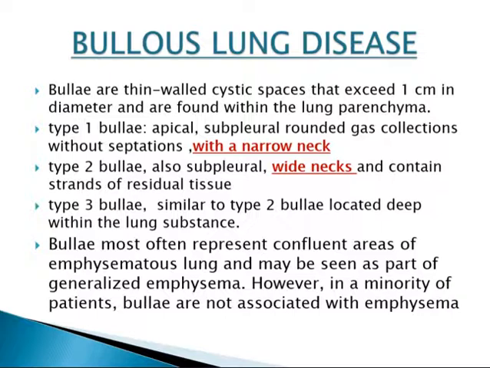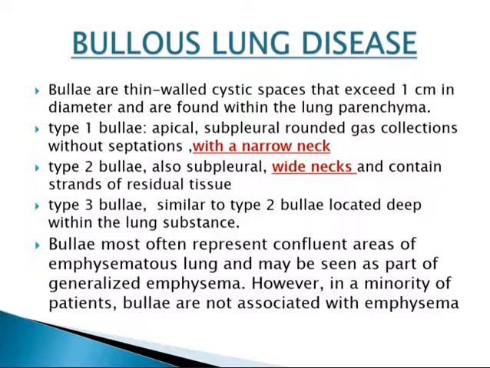Bullous lung disease. Bullae are thin-walled cystic spaces that exceed 1 cm in diameter and are found within the lung parenchyma. Type 1 bullae are apical, subpleural, round gas collections without septation, with a narrow neck. Type 2 bullae are also subpleural but have wide necks and contain strands of residual tissue. Type 3 bullae are similar to type 2, so they also have wide necks and contain strands of residual tissue, but they are located deep within the lung substance.